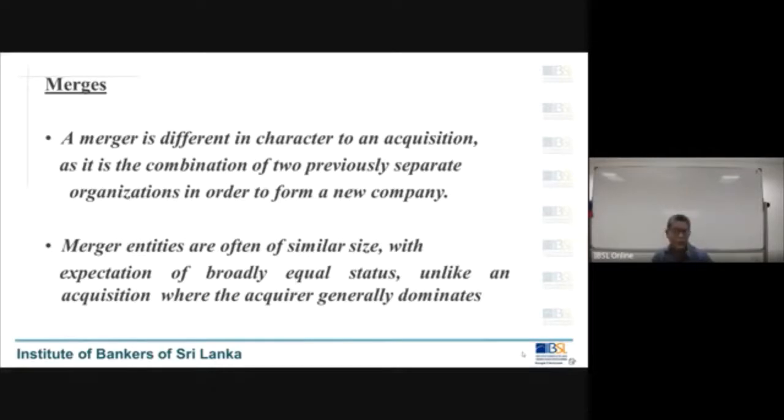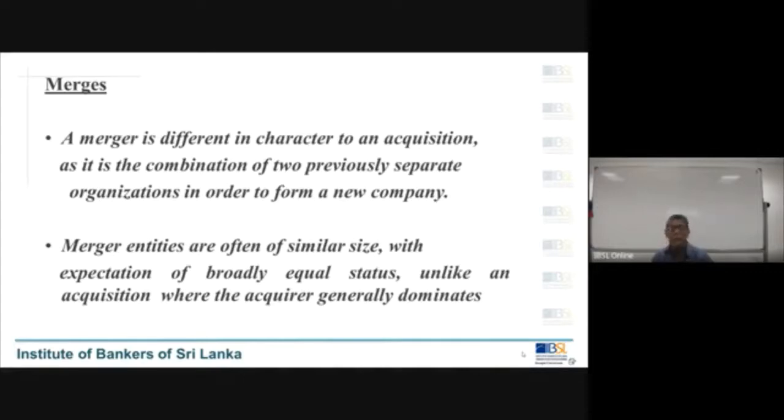Now, for example, I quote this marriage case again. When Chandrika Kumaratunga married Vijay Kumaratunga, she became Chandrika Bandaranayake Kumaratunga. Right? It's a merging. Equal size, no. They have the name. This side also has a name.